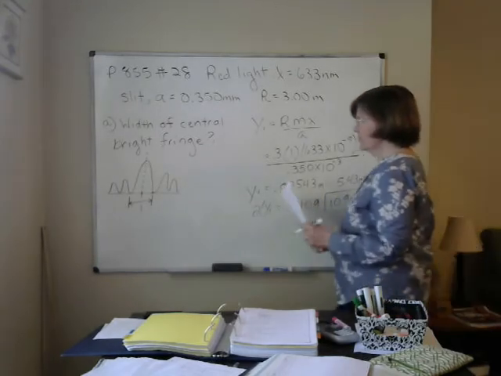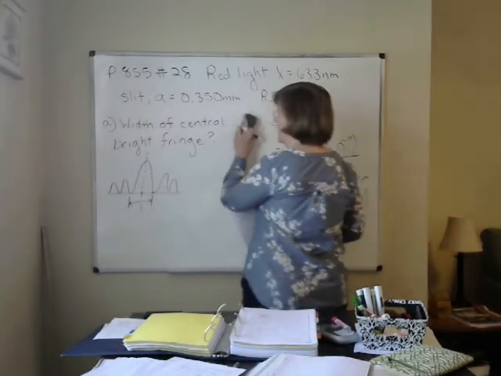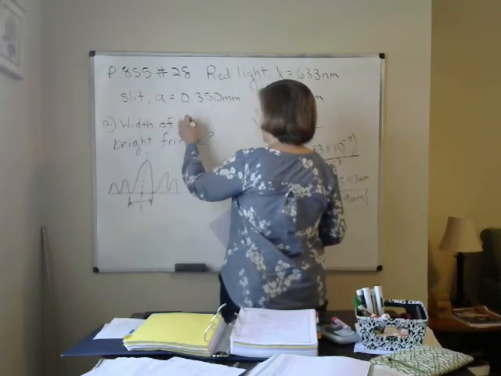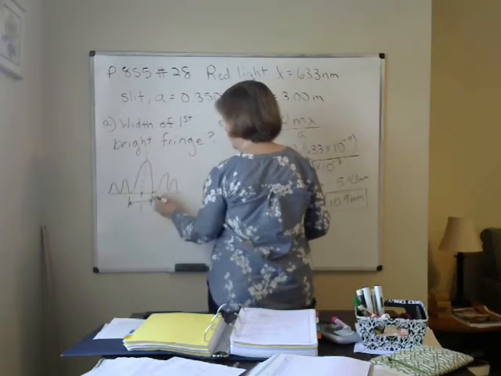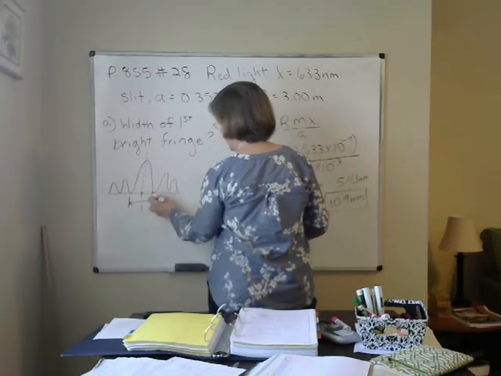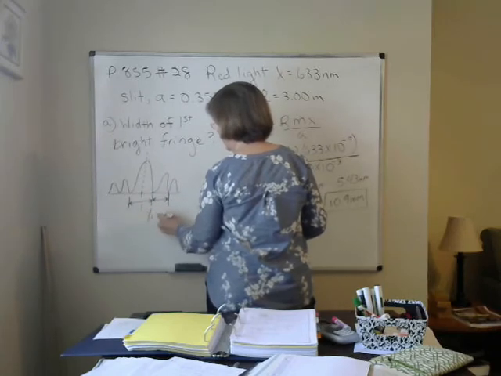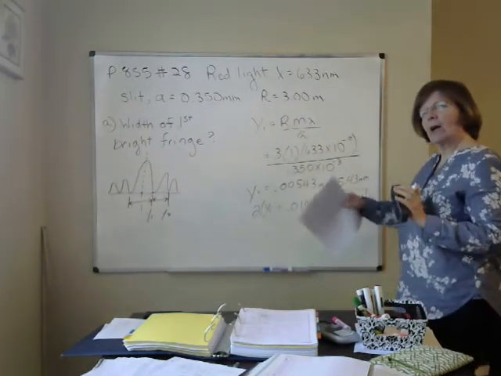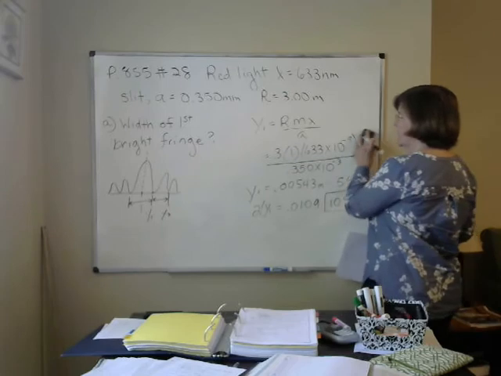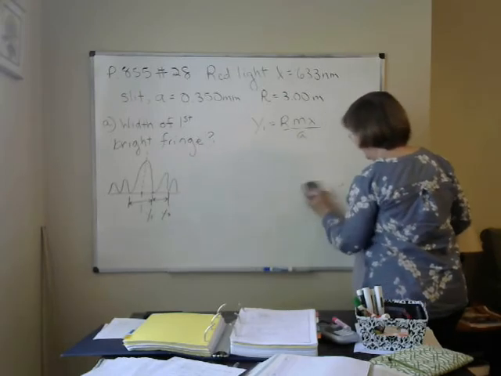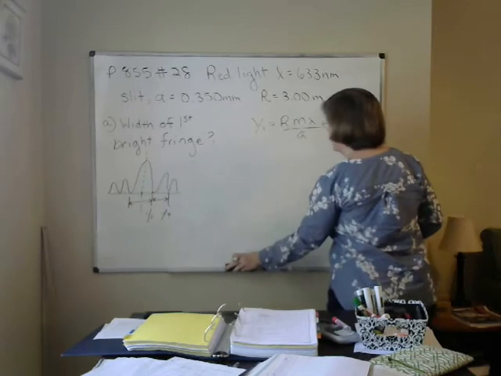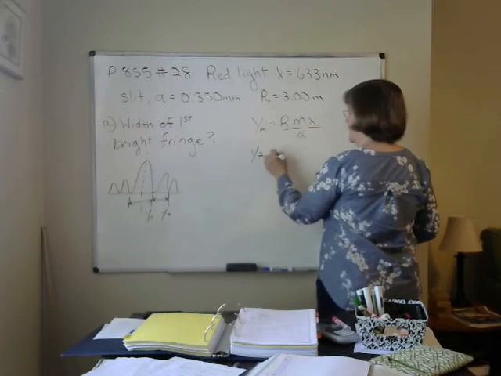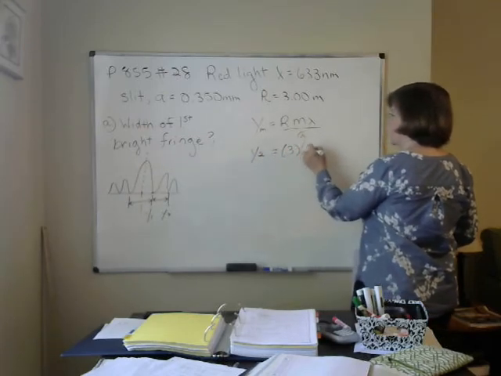Part B on that question asks about the width of the first bright fringe after the central fringe. So how wide is this one? We go from here to here. Well, we already know the location of Y1. We need to find the location of Y2, and that will give us how wide that next bright fringe is going to be. Well, Y2 is going to just be m equals 2 there.